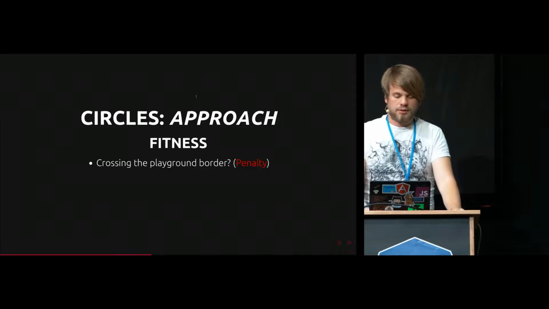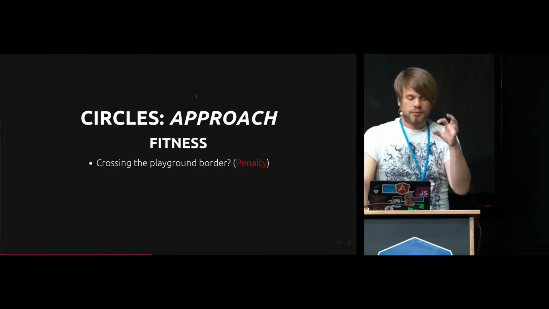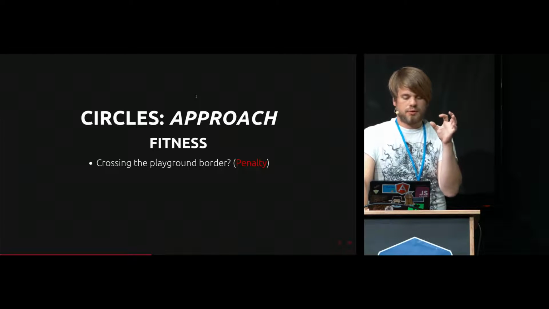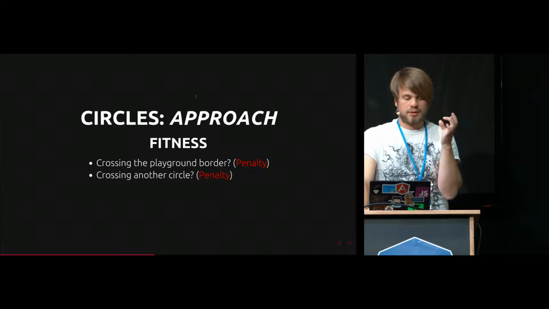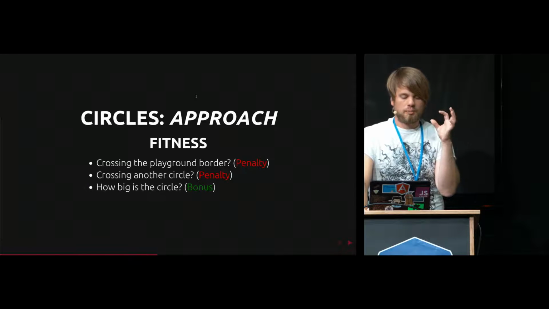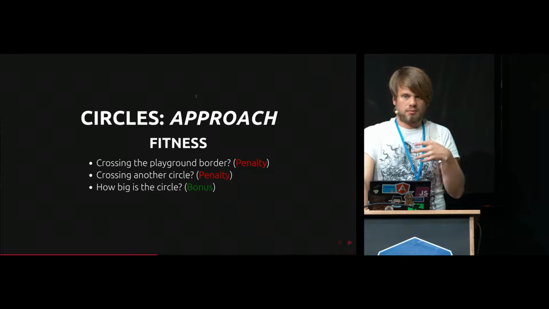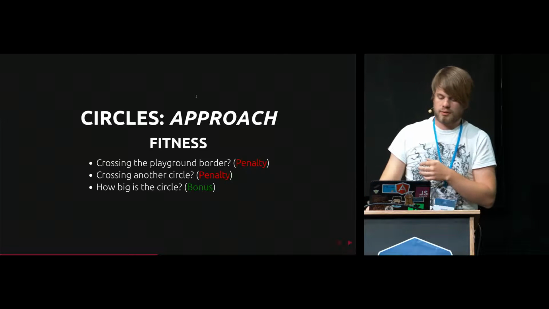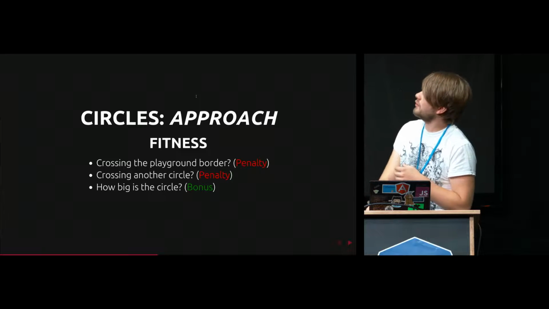We try to, of course, rate every individual, and the fitness of one individual circle is made up by some factors. First is, does it cross the playground border? That's a penalty. Does it cross any other circle? That's a penalty. How big is the circle? And that's the rating per se. So it says how good the circle is fitted and adapted to that solution.